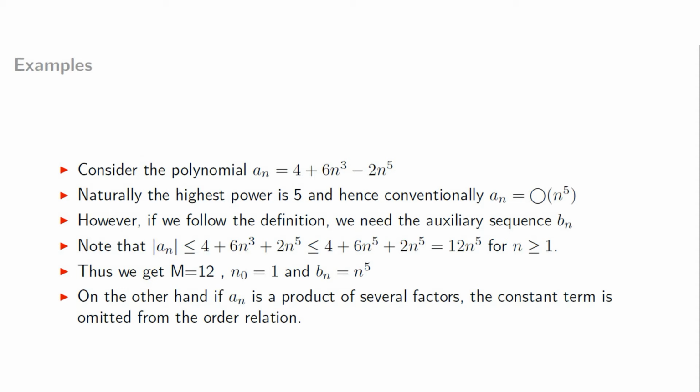Actually, by means of this example, we shall show the choice of n naught and capital M. Naturally, here the highest power is 5, and hence conventionally an is big O of n to the power 5. However, if we follow the definition, we need the auxiliary sequence bn. Now, absolute value of an is less than or equal to 4 plus 6n cube plus 2n to the power 5, which is again less than or equal to 4 plus 6n to the power 5 plus 2n to the power 5, equals 12n to the power 5 whenever n exceeds 1. Thus, we get M as 12, n naught as unity, and bn as n to the power 5.